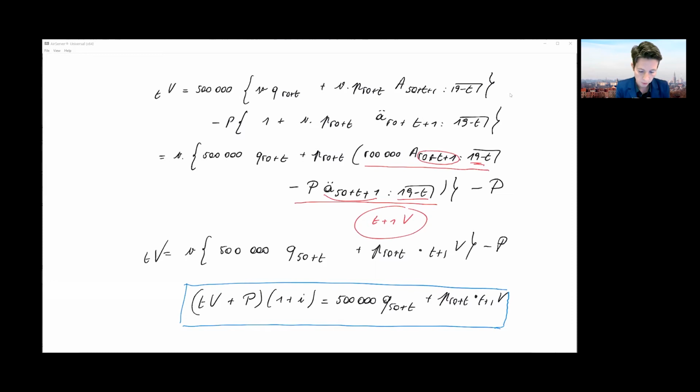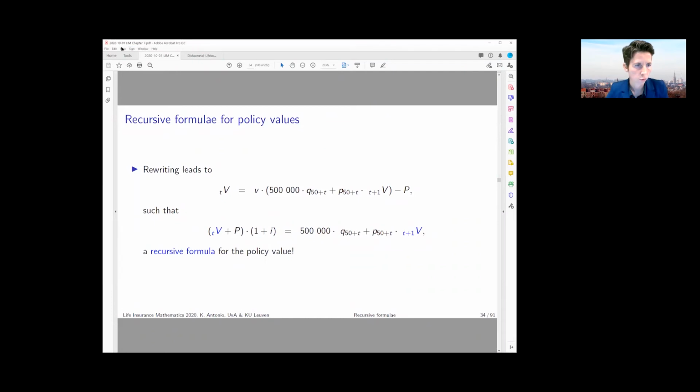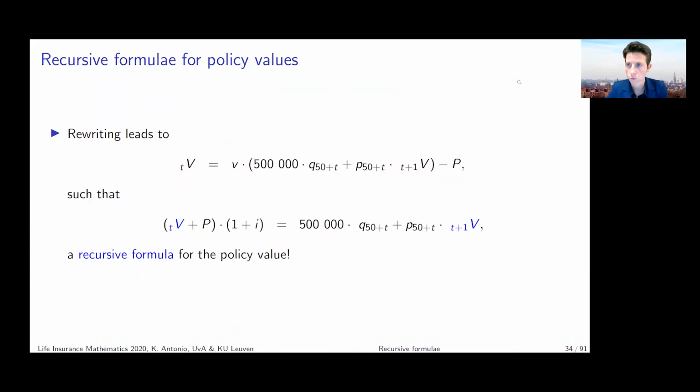So this is what we did. We started with our policy value expression at time t. Then we used the splitting identities for the EPVs of our endowment insurance and the EPV of a life annuity. We plugged that in, we rewrote the expression and came up with, for this example, a particular recursive expression for our policy values. So what I'm going to do now is return to the sheets and derive this similar recursive relation, but now in a more general setting. So not for the particular product that we've been working with on the iPad, but for a more general case.